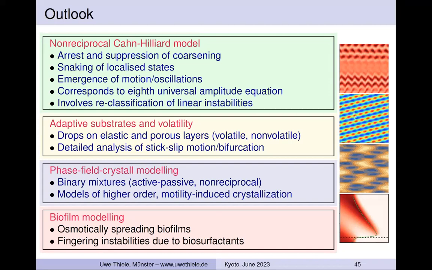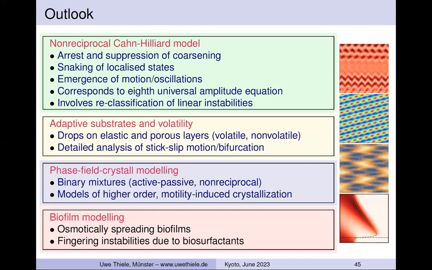And then you can have the transition: you can arrest and suppress the coarsening that you always have in standard Cahn-Hilliard models. You can have the emergence of motion and of oscillations. And there's also some more mathematics behind, because we think this equation is actually much more important than people think in the general systematics of nonlinear equations.